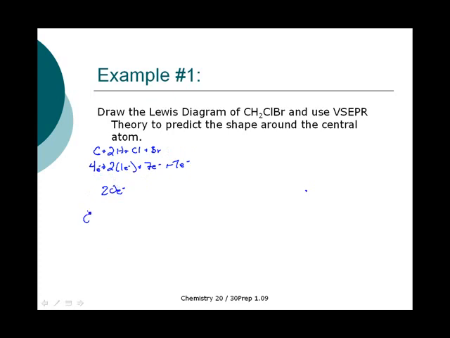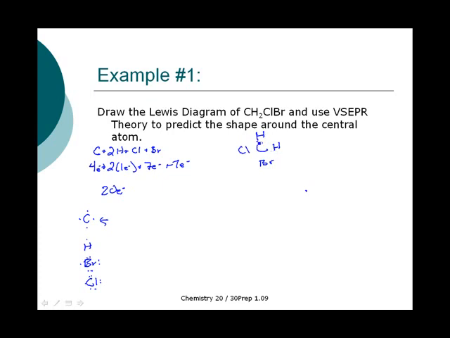And when we take a look at our atoms, we have carbon, hydrogen, a bromine, and a chlorine. The most electron deficient atom is the carbon atom, so that's where we're going to start our Lewis structure. We're going to bond a hydrogen here, a hydrogen here, a bromine here, and a chlorine here.